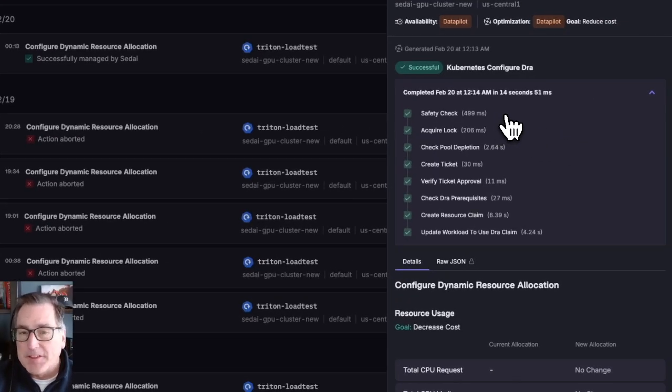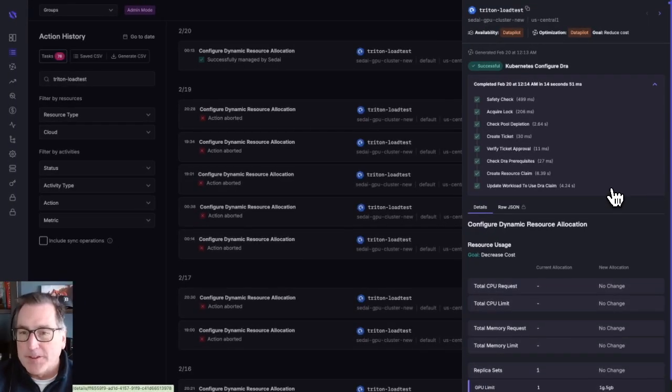You'll see that Sedai takes all of the steps needed to make this change, including safety checks, checking prerequisites, creating the resource claim, and finally updating the workload. This is all work that would otherwise fall on your platform or your ML infrastructure team, requiring deep knowledge of NVIDIA's toolchain, Kubernetes internals, and your specific cluster configuration. Sedai handles all of that for you with a full audit trail of exactly what we did and why.